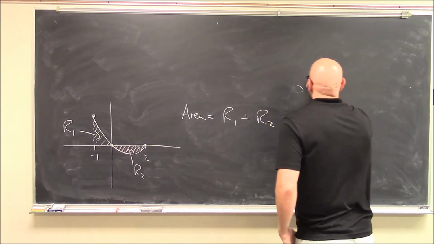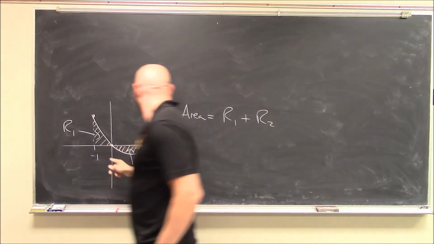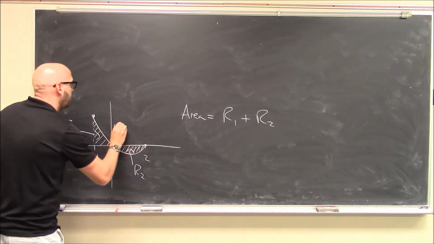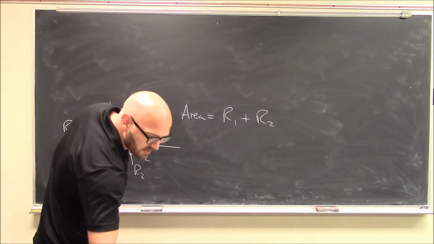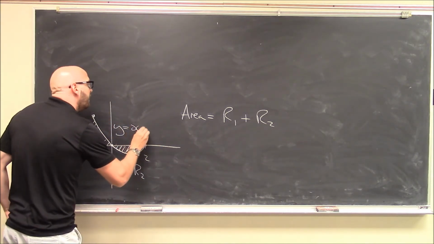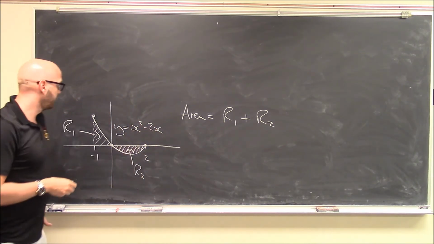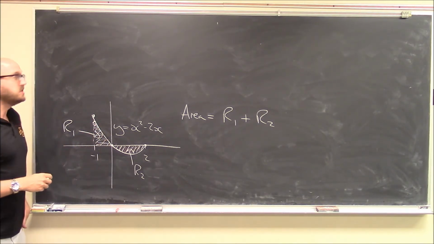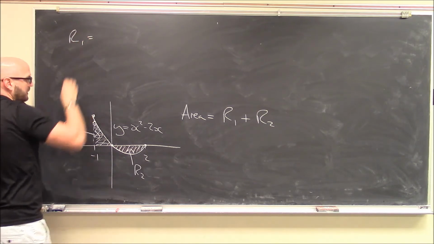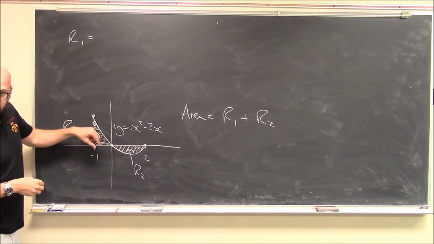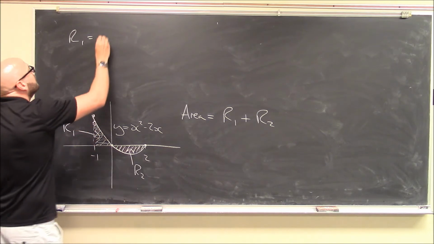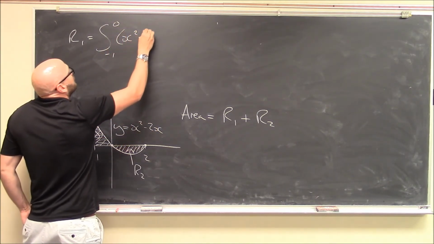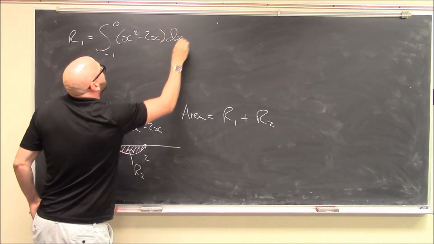I think I have everything that I need. Minus 1 to 2, 0, 2, I haven't written down what my function was. It was x squared minus 2x. So we'll work these out separately and then add them together. So region 1, area of region 1. Well, that's just the area below this curve from minus 1 to 0. So, the integral from minus 1 to 0 of x squared minus 2x dx.